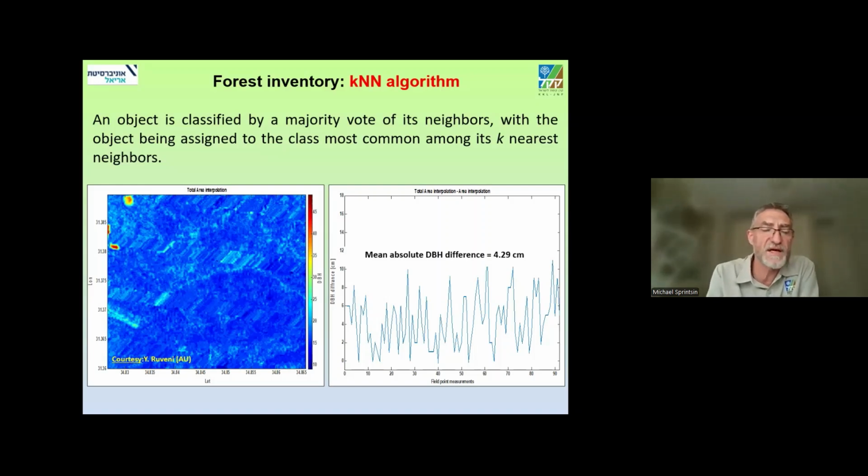This is another study that was done by researchers at Ariel University, and it was proven to be valuable because in the comparison to the ground truth data, the mean absolute DBH difference here is quite small, 4 centimeters or even 5 centimeters for us, for our type of forestry, which we don't do for timber, only for greening and landscaping. This is a very accurate result.